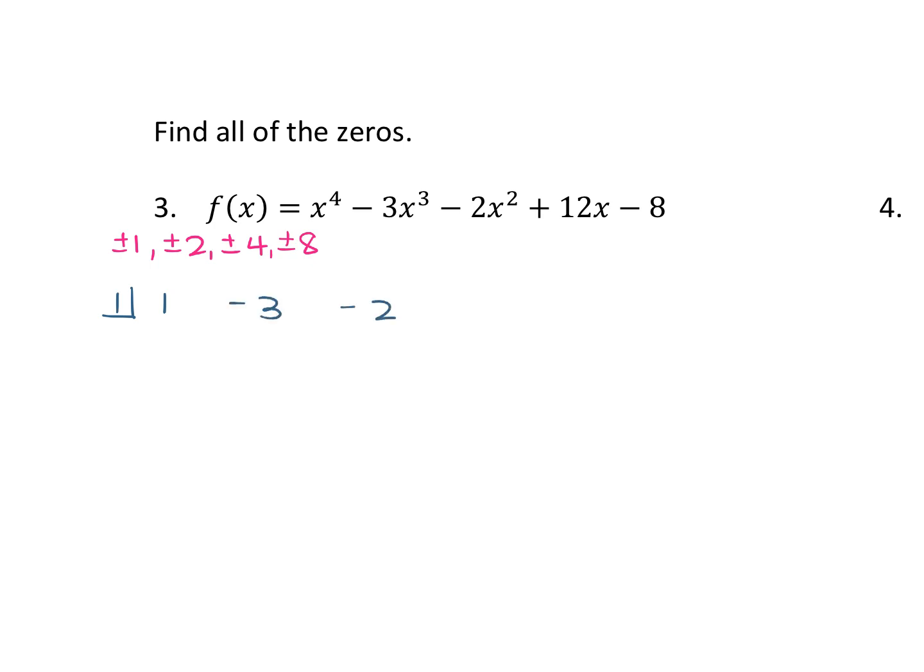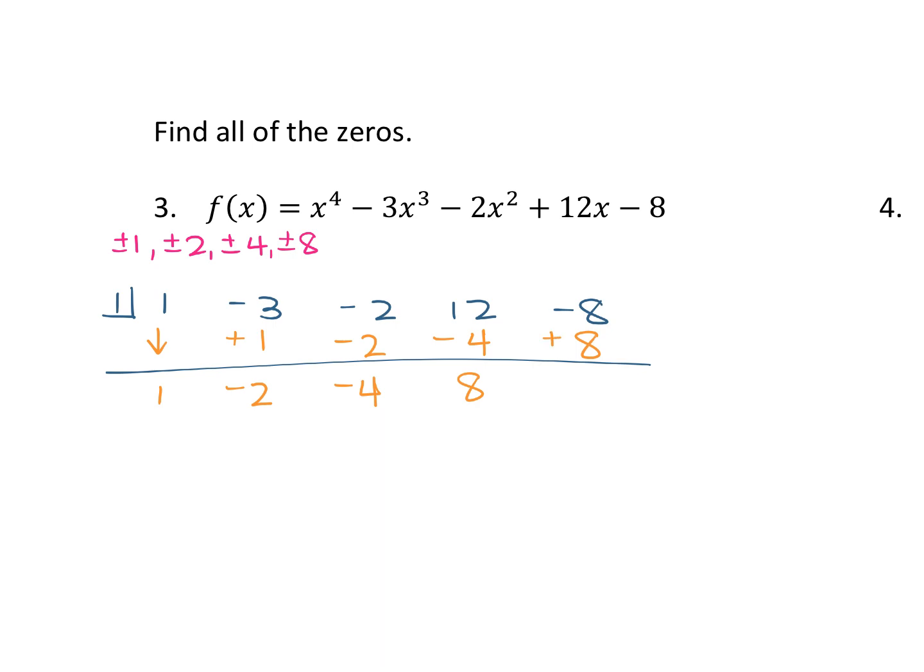If we start with 1 and we use synthetic division, you're going to have 1, negative 3, negative 2, 12, and negative 8 on the inside. Your 1 drops down, times 1 is 1, minus 3 is negative 2, times 1 is negative 2, that's negative 4, times 1 is negative 4, 12 minus 4 is 8, times 1 is 8, minus 8 gives us 0. So that 1 is a solution.